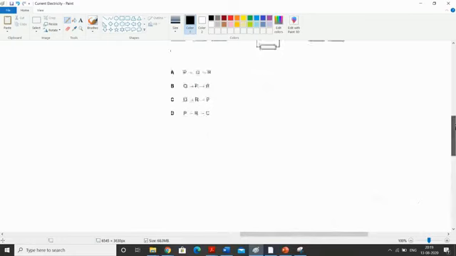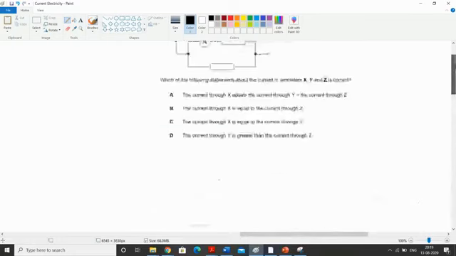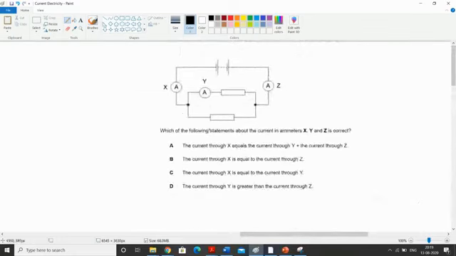Next question. Which of the following statements about the current in ammeters X, Y, Z is correct? There are three ammeters. The current through X is equal to the current through Y and the current through Z.